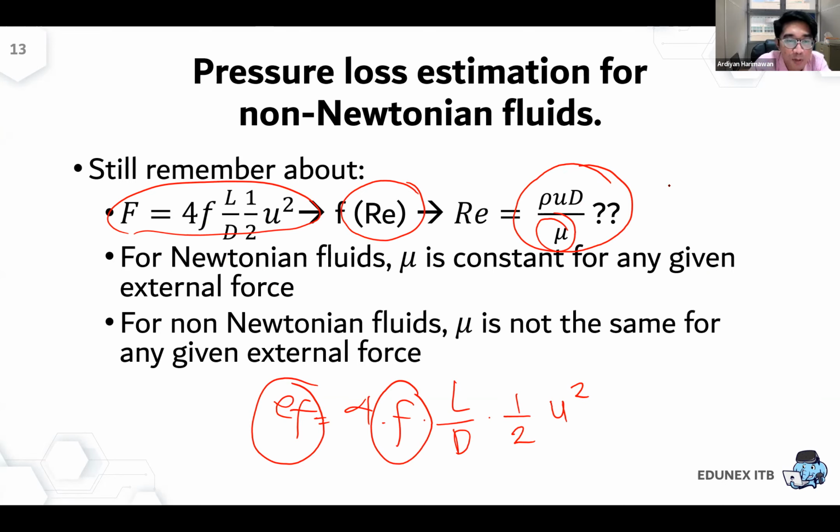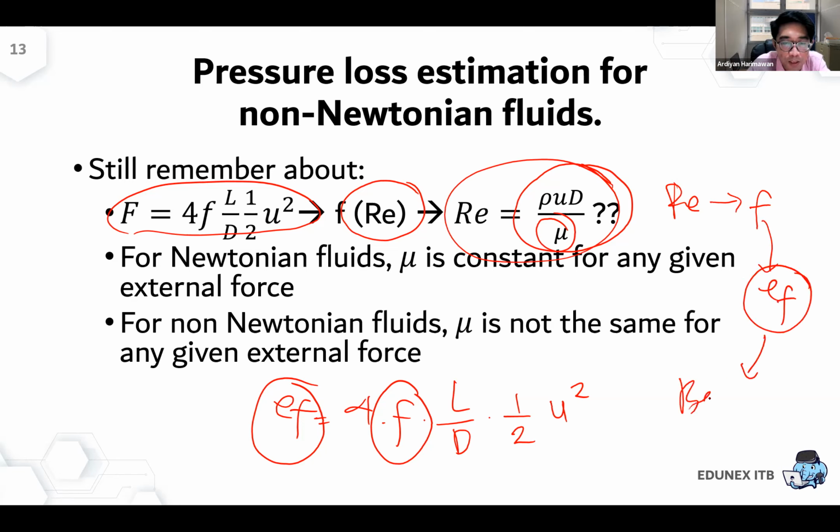You just need to calculate the Reynolds number. Reynolds number can be calculated using this one. And then you can calculate F, using an equation or using the graph. And then you can calculate EF. Then from EF, you can put it into the Bernoulli.